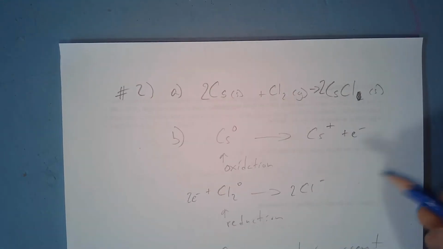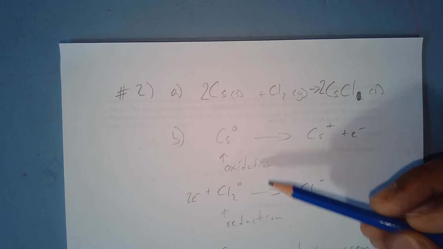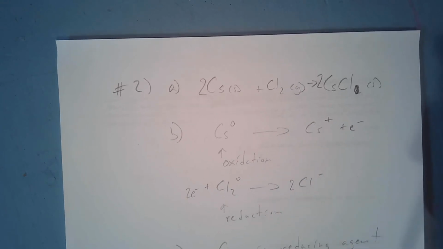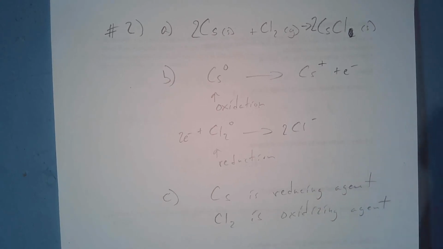And remember, whatever is being oxidized, that's the reducing agent, and whatever is being reduced, that's the oxidizing agent. So cesium is the reducing agent, and chlorine gas is the oxidizing agent.